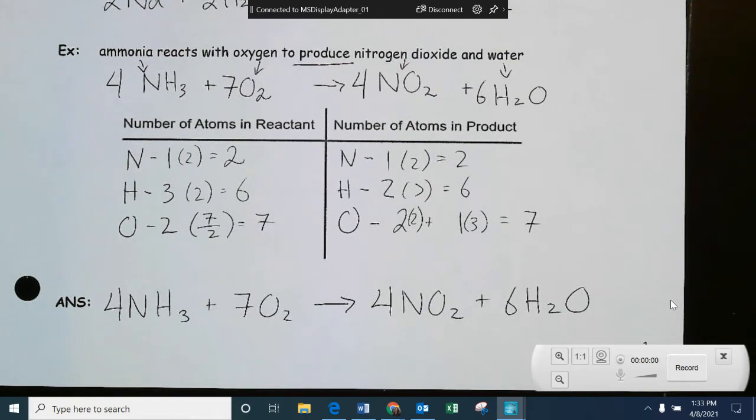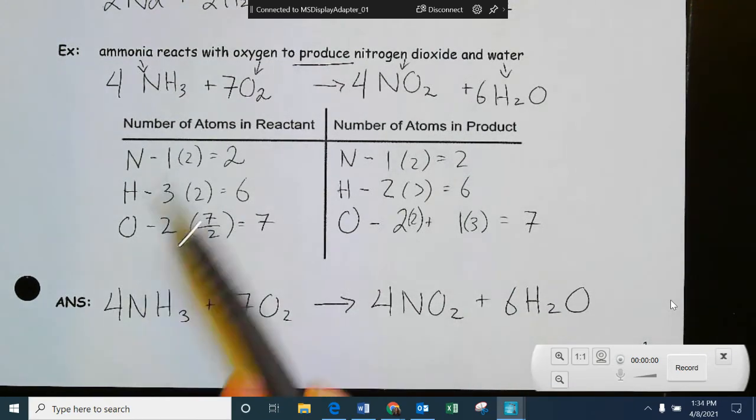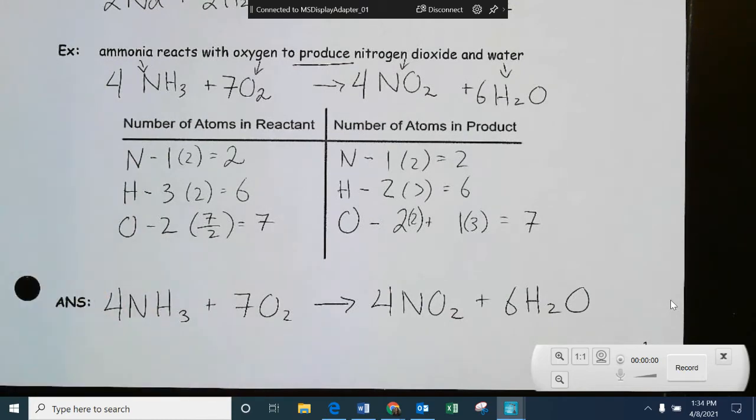So your end equation should be 4 ammonias, 7 oxygens, 4 nitrogen dioxides, and 6 water molecules. In this question, it doesn't tell us whether the things are in solid, liquid, gas, or aqueous form. So we're still not worrying about that, but we will be seeing that later.